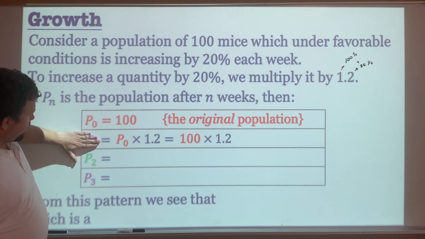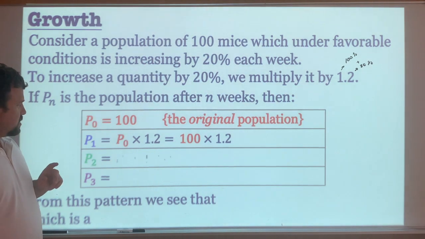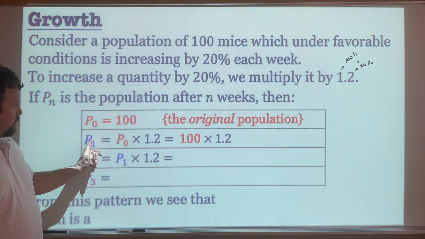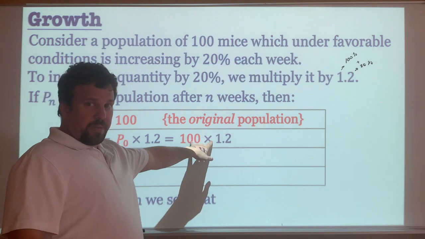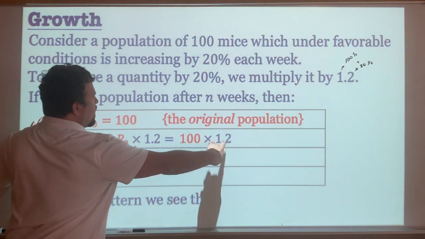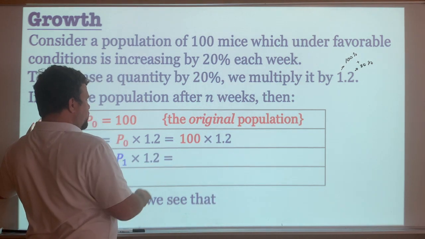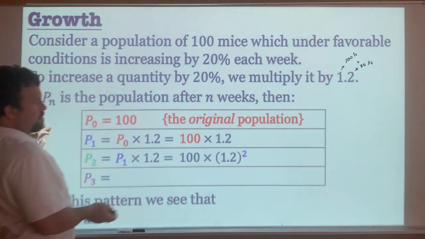Right? Now, say we want to skip this step. We just want to know how many mice there are after 2 weeks. Okay? Now, there are two ways to do this. The first way is to take the new one, which is 100 times 1.2, and multiply that by another 1.2. So 100 times 1.2 times 1.2 is 100 times 1.2 squared. Interesting.